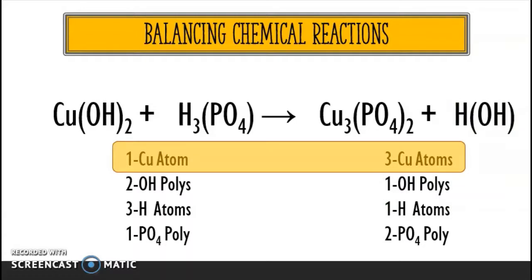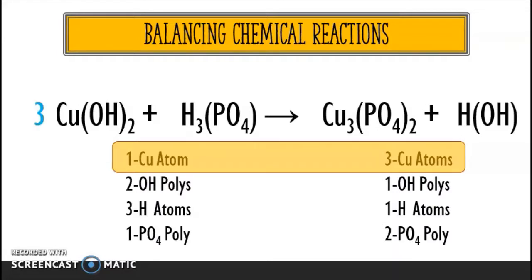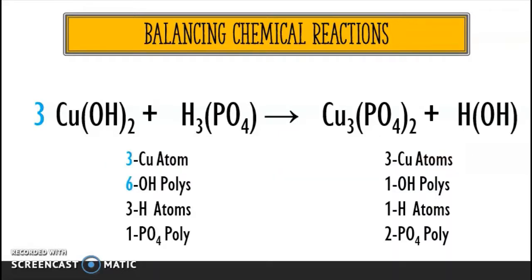So I notice that I'm mismatched with my copper. I only have 1 on the reactant side and I have 3 on the product. So let's add the coefficient 3 in front of my CuOH2. Now don't forget that that does distribute to both the copper and the hydroxide, so I need to fix my numbers. That would give me 3 copper atoms and 6 hydroxide polyatomic ions.